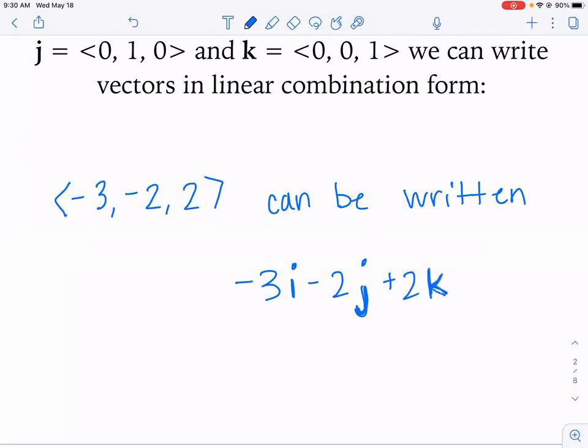Okay, so I'll remind you about linear combination form, where we take our components and we attach them to our unit vectors. Okay, notice how I don't have any commas. It's just three terms that we're adding together. Negative 3i minus 2j plus 2k. Okay, I take these components and I attach them to i, j, and k, and we are adding or subtracting them together. This one can be alphabetically, yes, thank you.